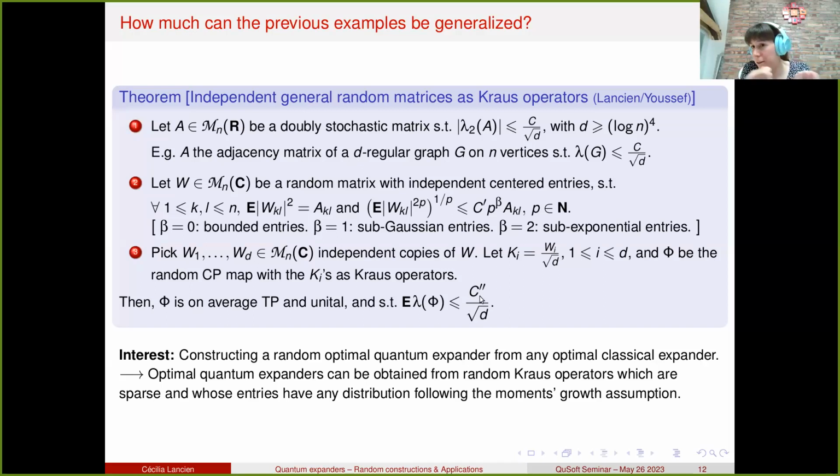But there is an explicit dependence on beta, and usually the cases that you would be interested in are going to be, in many cases, beta at most 2 or something like this, which is already covering a lot of distributions.